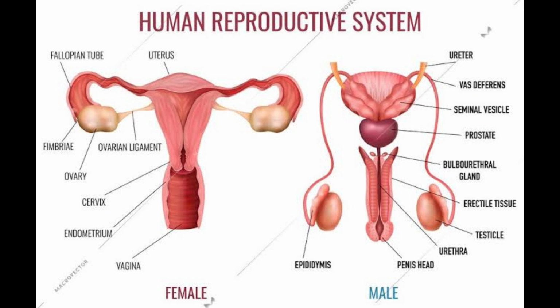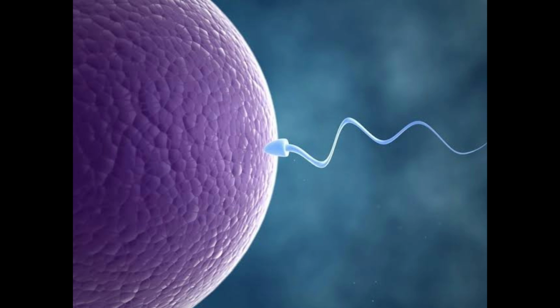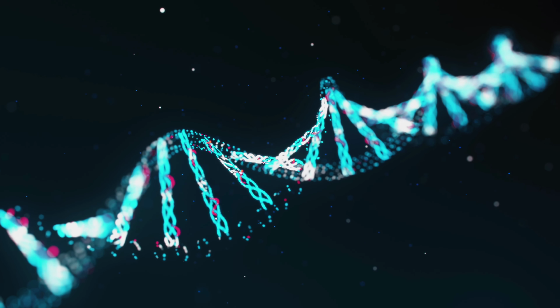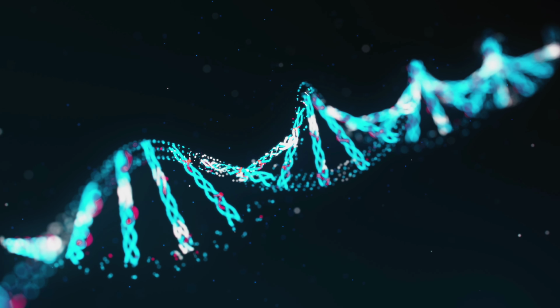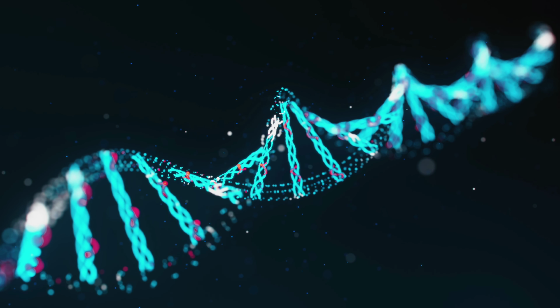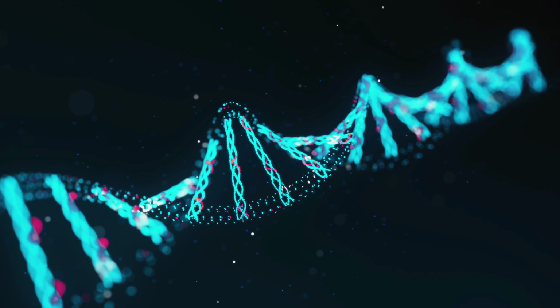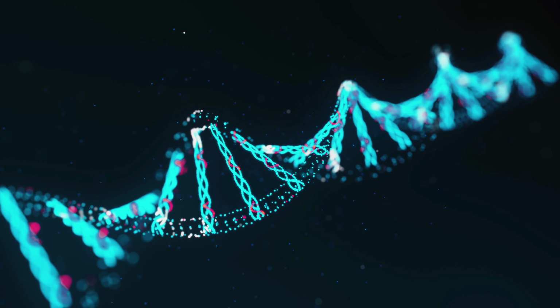So in sexual reproduction, two parents' participation is very essential and it is needed. There are steps of sexual reproduction. First is gametogenesis. Second is gamete transfer. Third is fertilization. Fourth one is gestation. Fifth one is parturition. Sixth one is lactation.